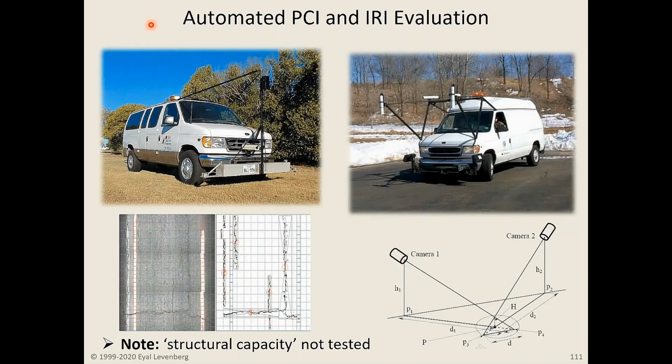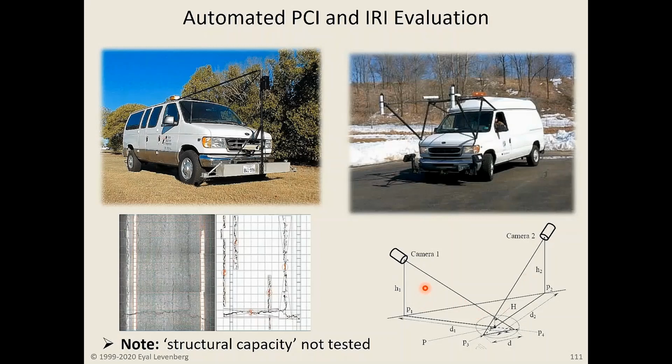To provide some closure for the topics of PCI and IRI, this slide shows pictures of two vans equipped with sensors such that they can provide automated PCI and IRI evaluation while driving. For example, here you can see a beam of lasers. These lasers are shooting down and are measuring rutting while driving. There are cameras here that can generate a map of the pavement surface from which afterward the computer algorithm can detect cracks of different types, longitudinal cracks, transverse cracks, and also the severity of the cracks. This is done by 3D image reconstruction.